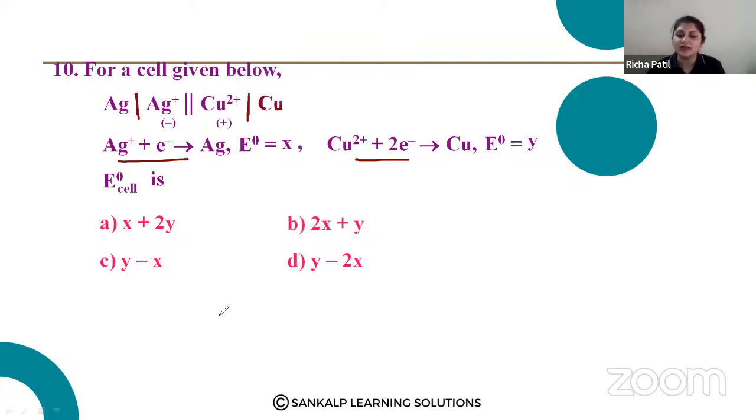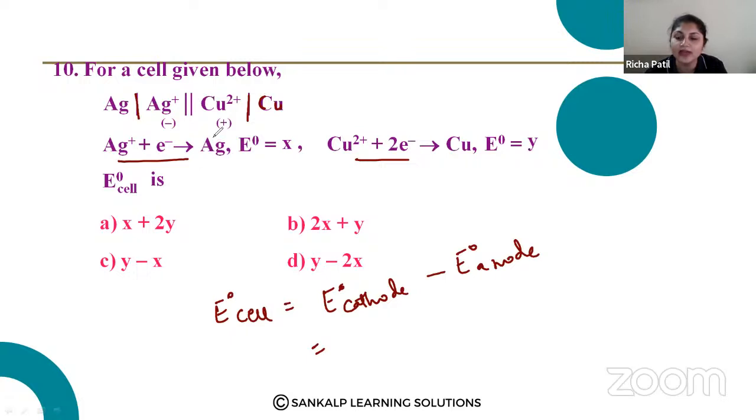So how is E naught given? E naught of cell is given as E cathode minus E naught of anode. E cathode represents your right side. So E naught cell is equal to E cathode, that is right side, minus E of left side. E cathode is Cu plus 2, which is given as Y. Then minus Ag, which is given as X. So Y minus X. So C is the answer.